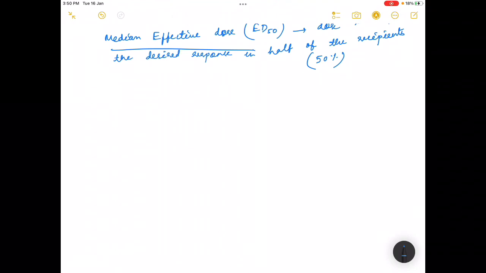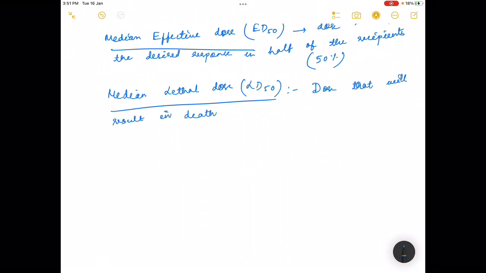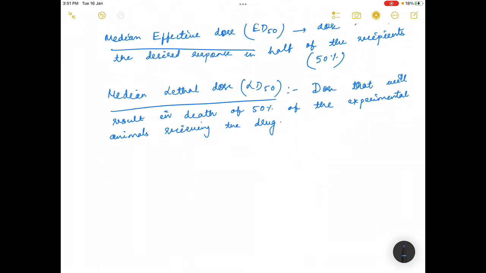So more is the ED50, the lower is the potency of the drug. Next is median lethal dose, that is LD50. So what is this LD50? It is the dose that will result in death of 50% of the experimental animals receiving the drug. Okay, so more is the LD50, the safer is the drug.